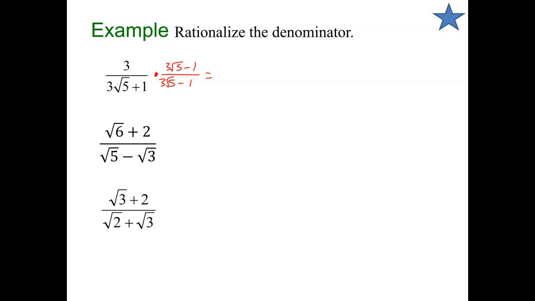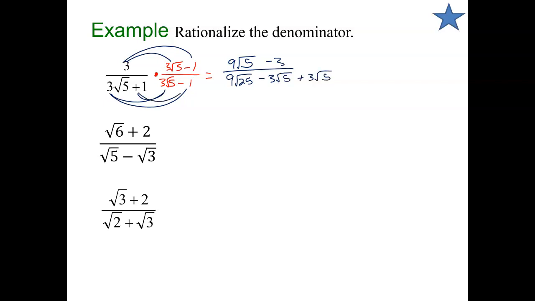Here we just do our distributive property. 3 times 3 root 5. 9 root 5. 3 times negative 1. Good. 3 root 5 times 3 root 5. 9 root 25. 3 root 5 times negative 1. And then 1 times 3 root 5. And then 1 times negative 1.